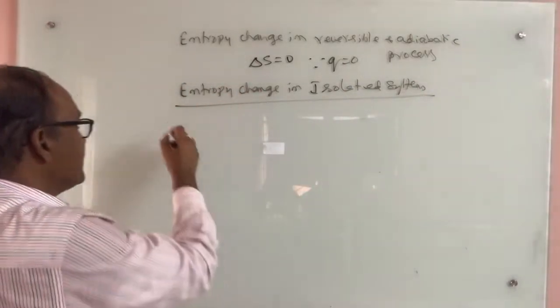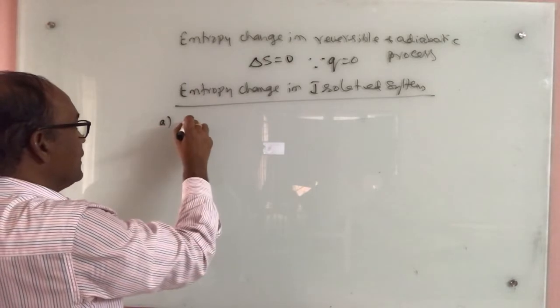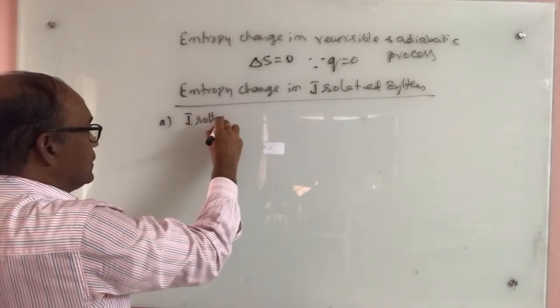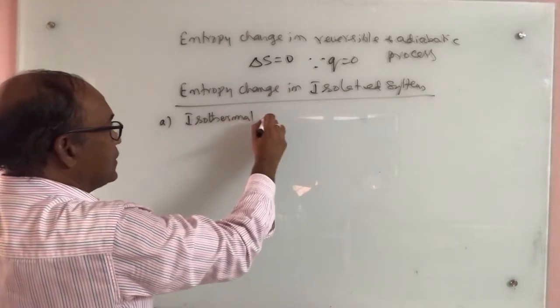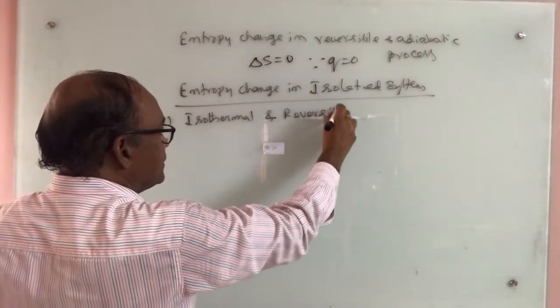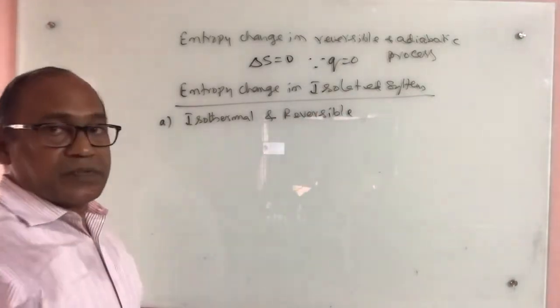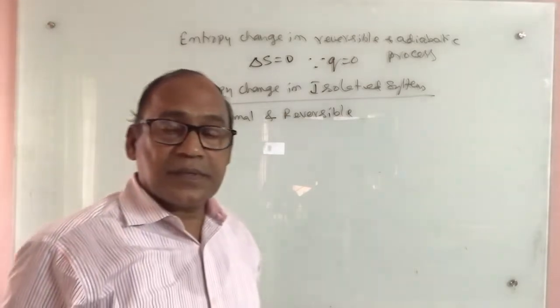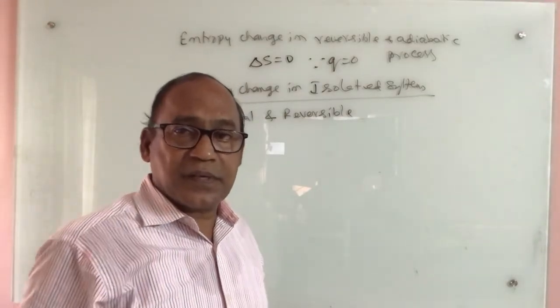Isolated system, first we consider an isothermal and reversible system. So any isolated system, a system is associated with the surroundings.